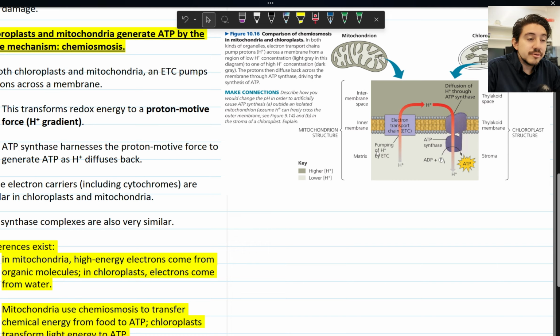For the mitochondria, you have the hydrogen plus ions that are in the matrix, being pumped into the intermembrane space, between the outer membrane and the inner membrane. So you're going to the outside. You're creating that gradient on the outside. And in the chloroplast, you're creating the gradient in the innermost side of the thylakoid space. So just keep that in mind.